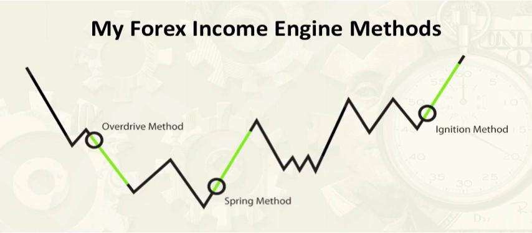The overdrive method is designed to get you into a market that's in a very strong trend where other traders think it's too late to enter, and it shows you a very safe way to do so. And then the spring method shows you how to get into a market that's in a very strong trend where the trend has exhausted itself and is about to make a very quick counter-trend move. And the ignition method is designed to get you involved in a market that's trending nicely on a pullback just before it begins a new leg in the trend.